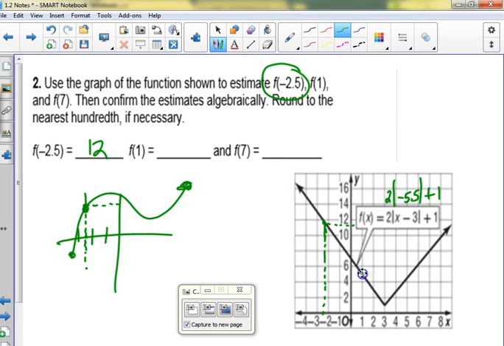Okay, estimate 1. What do you want to say there? Looks like 5. If I put it in, 1 minus 3 is -2, becomes positive 2, times 2 is 4, plus 1 is 5. Beautiful. 7. Yep. 8. All right, so you get what we're doing when we estimate from a graph?